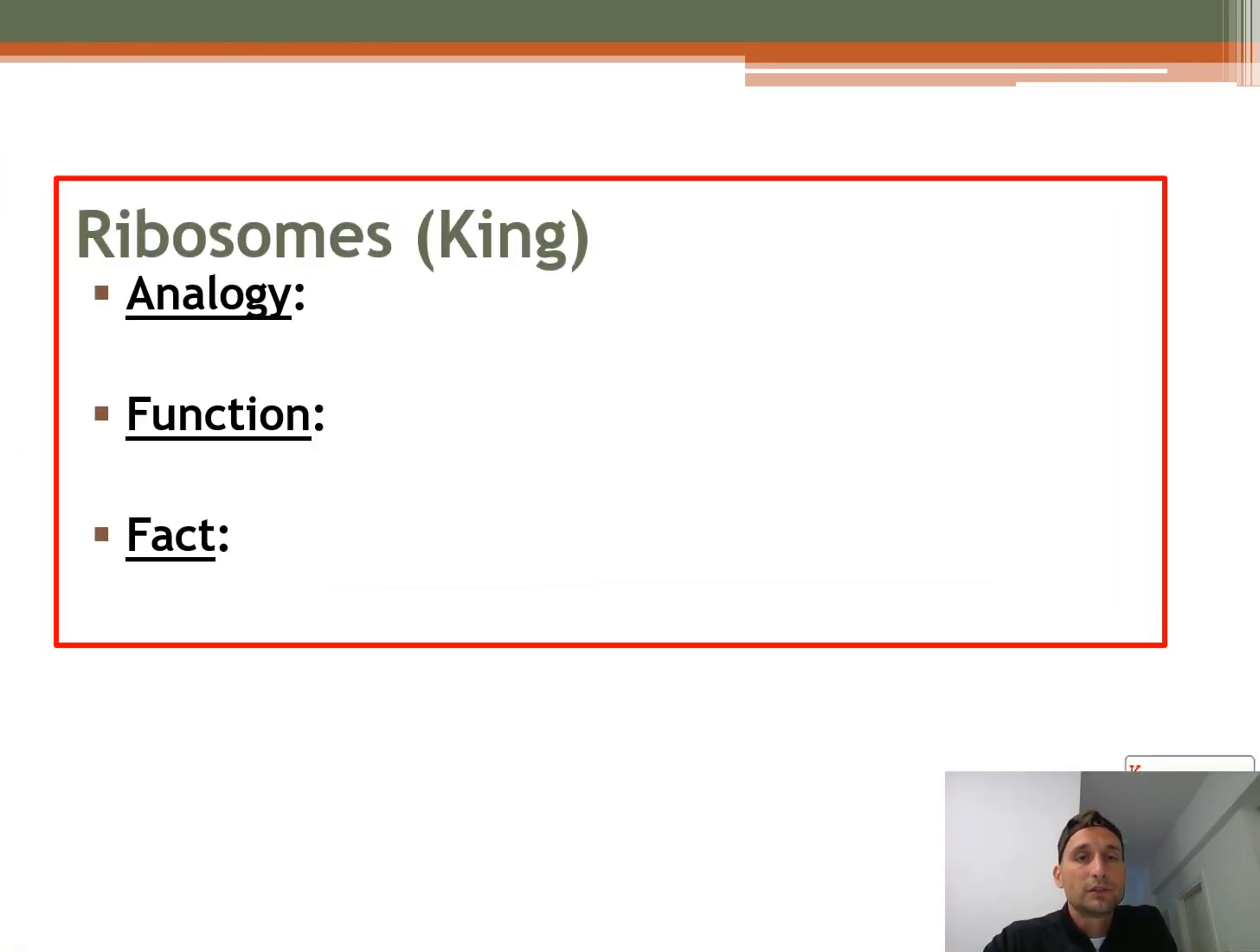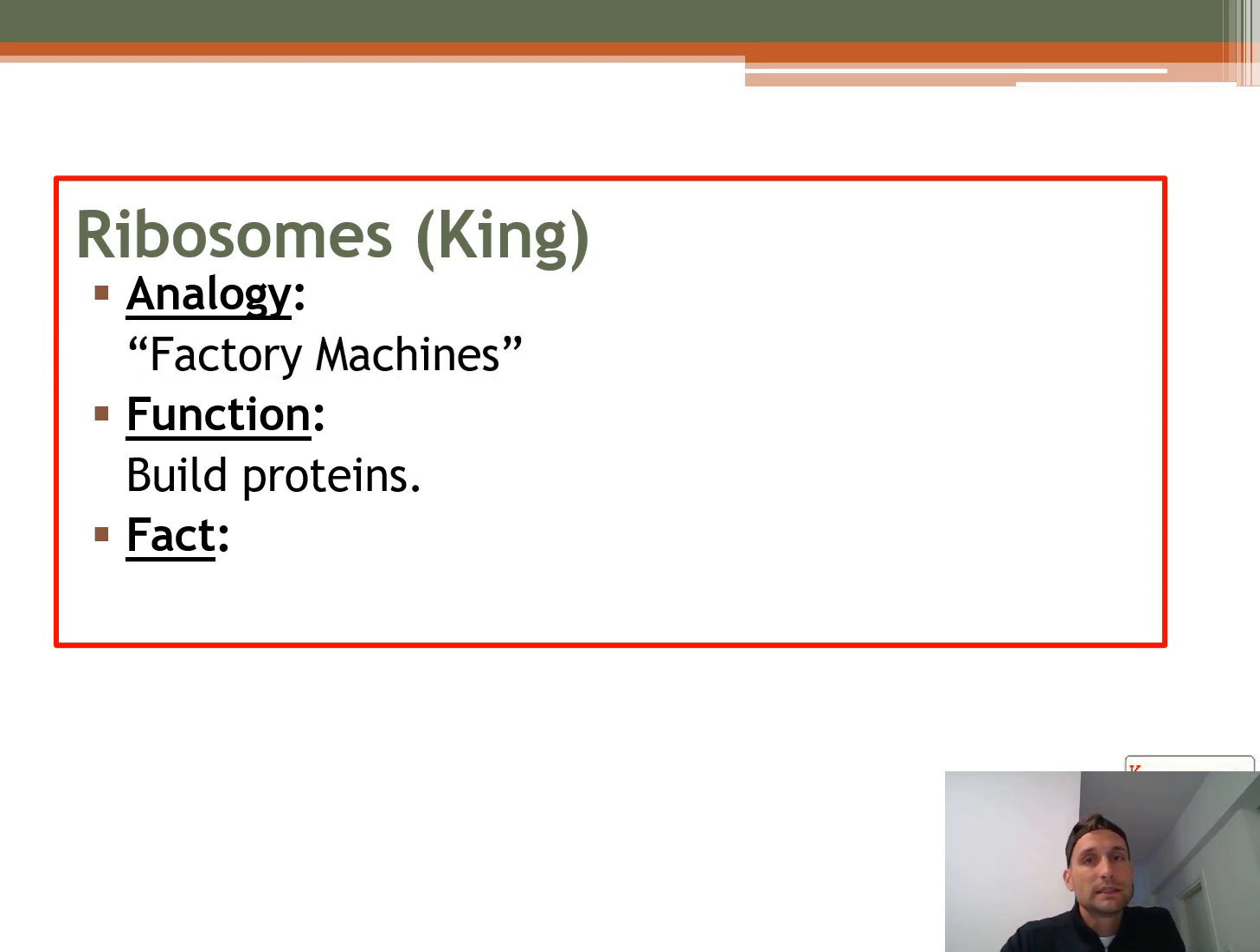Our next cell structure, this is not necessarily an organelle, is the ribosome. The ribosomes produce proteins or build proteins. This is where protein synthesis occurs. These are like the little factory machines inside of our car factory. Maybe it's people, I guess. The Volkswagen picture looked like it was people, but you know those robotic arms.